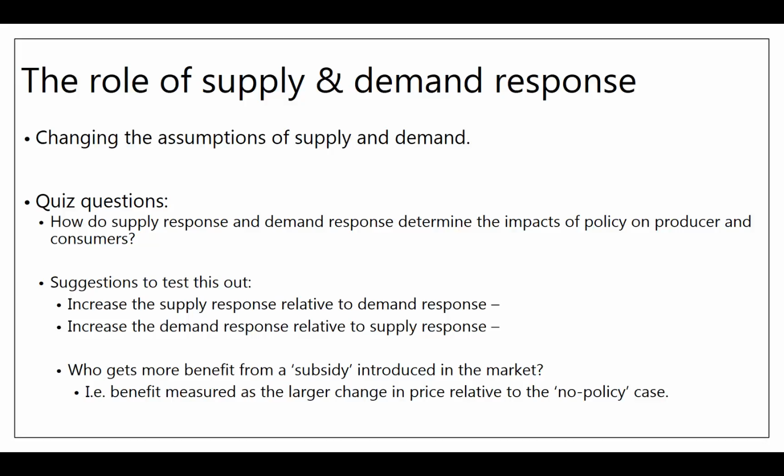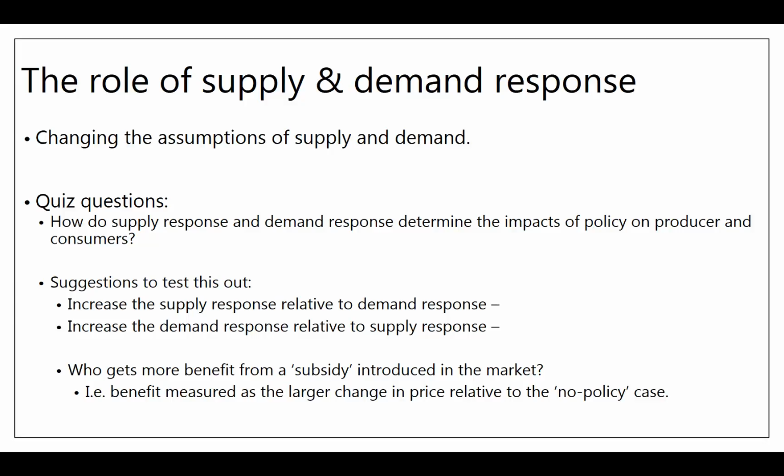And so one of the things that we need to come to terms with is, how do the supply and demand response determine those impacts? It's something that is important, and we call it incidence. It's basically saying, if you go to a market and you interfere in a market as a government with some tax or subsidy, how is the impact played out on the two sides of the market? And so I'll give you a couple of suggestions.